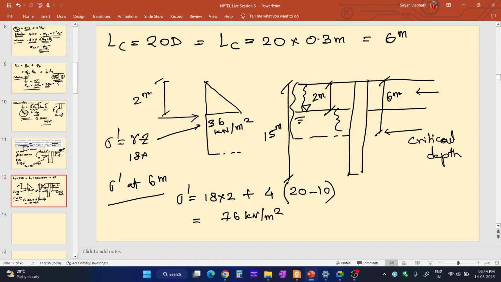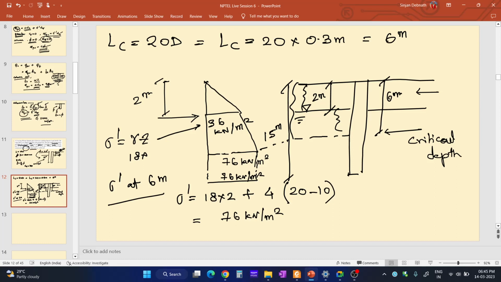Okay, it will be like this. Here the overburden pressure is 76 kilonewton per meter square, and it is at this depth. And I have just told earlier that below the critical depth we must consider that the overburden pressure is constant for solving such problems. So that means at the 15-meter depth, here it is 15-meter depth, the overburden pressure is also 76 kilonewton per meter square.